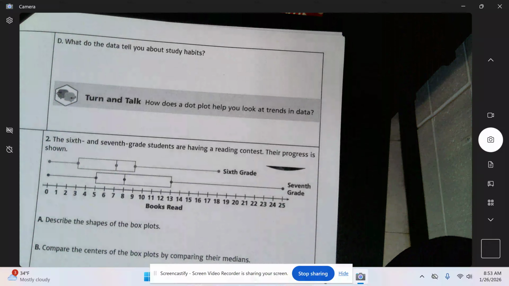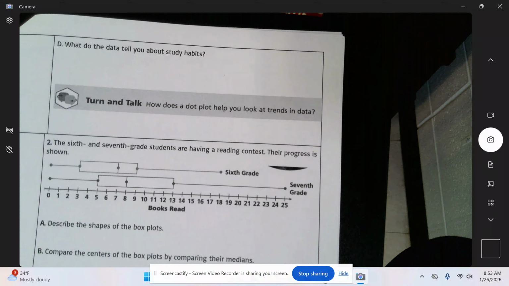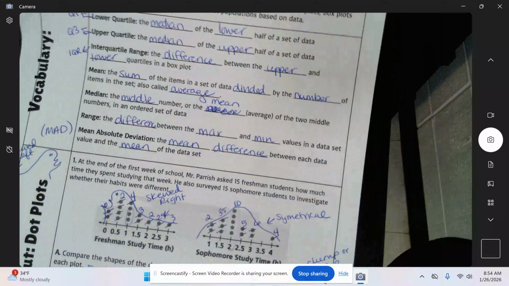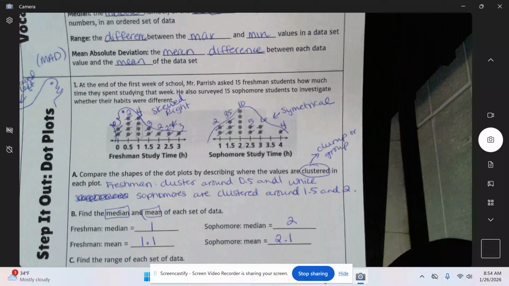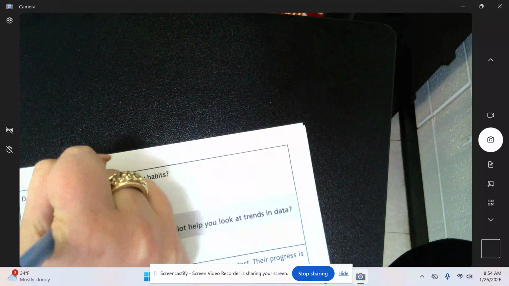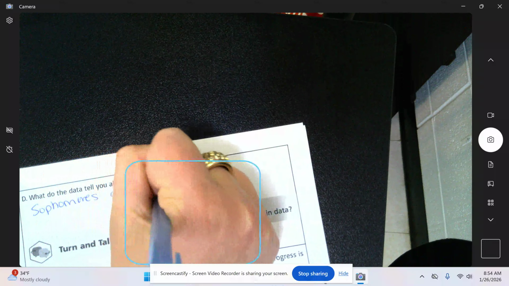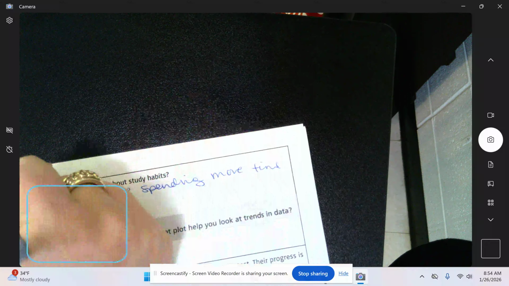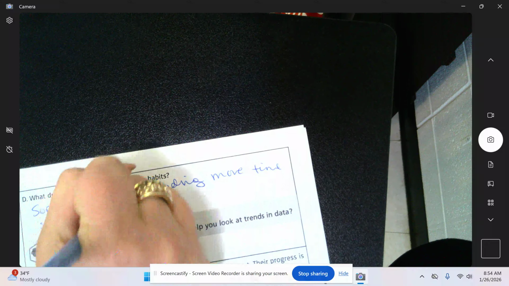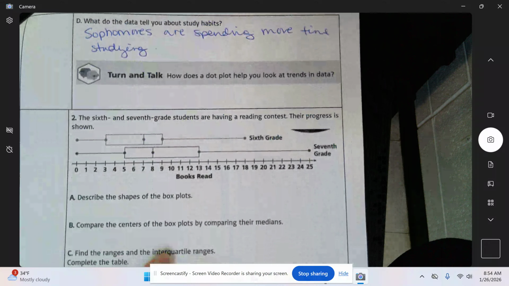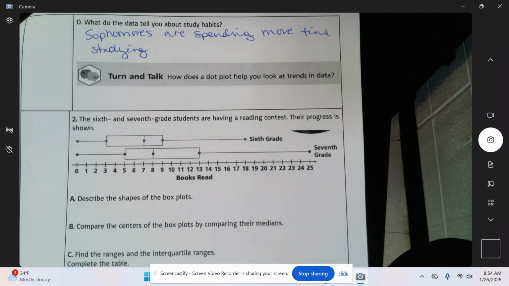So what does the data tell you about the habits of the freshmen versus sophomores? Based off of this, who spends more time studying? Sophomores. Sophomores are spending more time studying. All right, we're skipping that turn and talk for now, for time's sake.